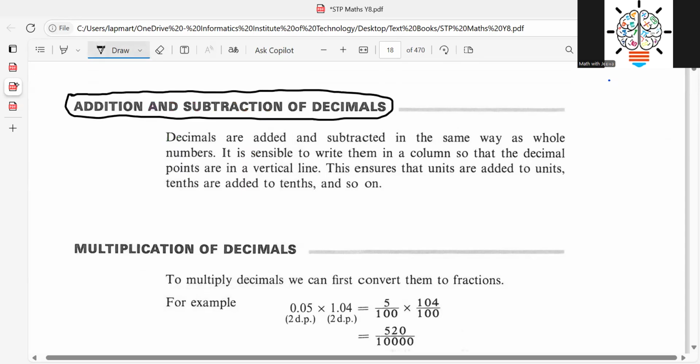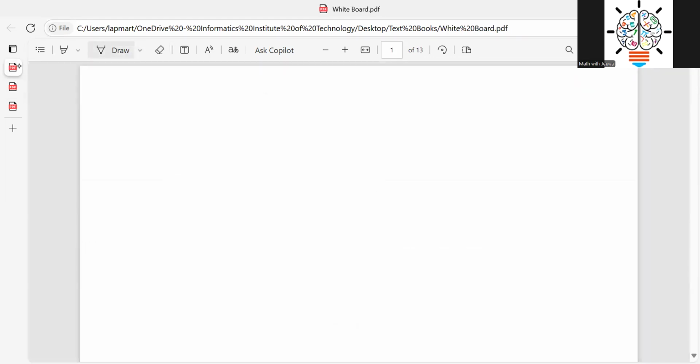In the book they have not given examples, but I thought to explain a few examples to give you a better idea. Addition and subtraction is very easy. You have done this in grade 7, 6, but we will revise what you have learned. Now just imagine, children, the first question: 8.3 plus 17.25. How are you going to add this?